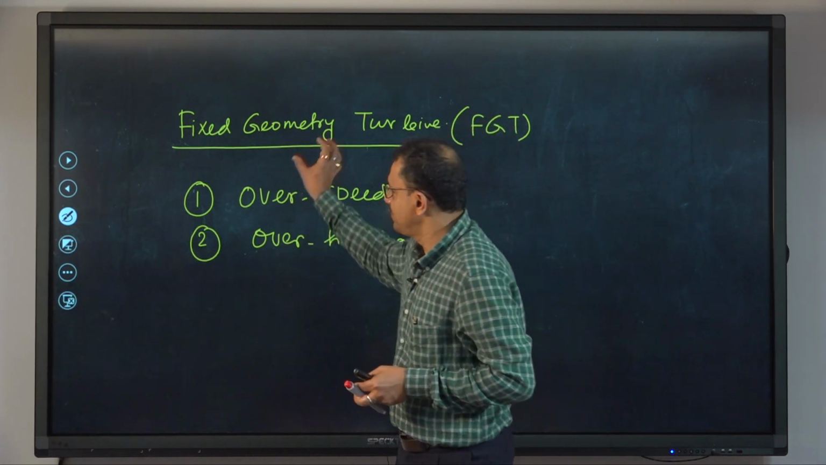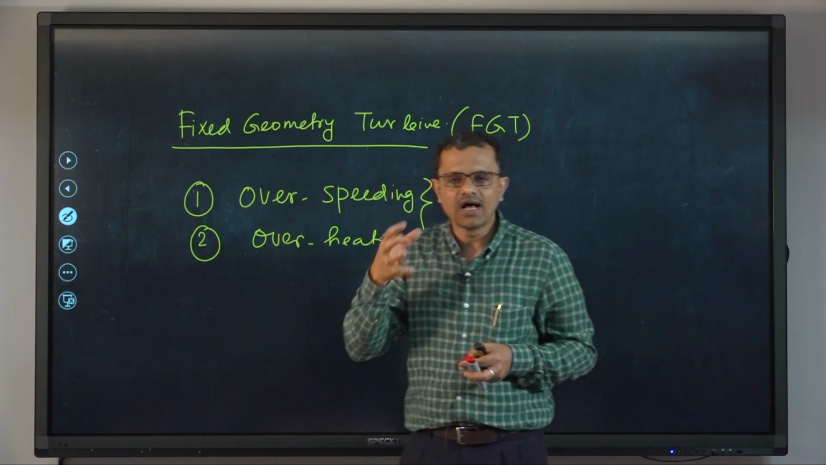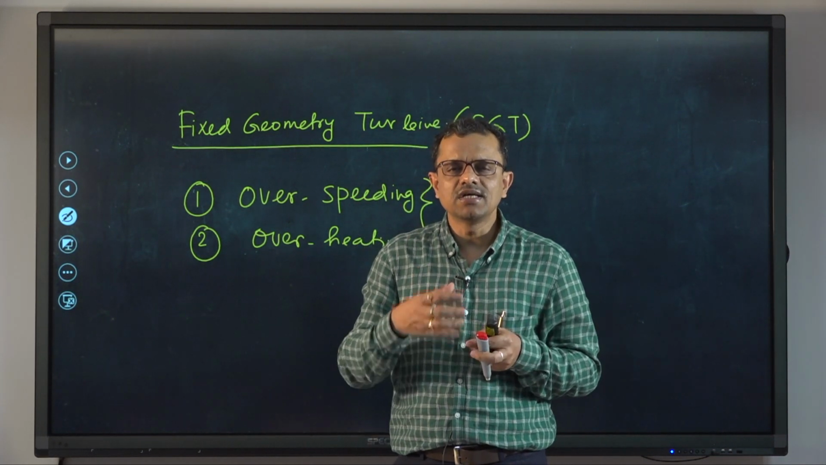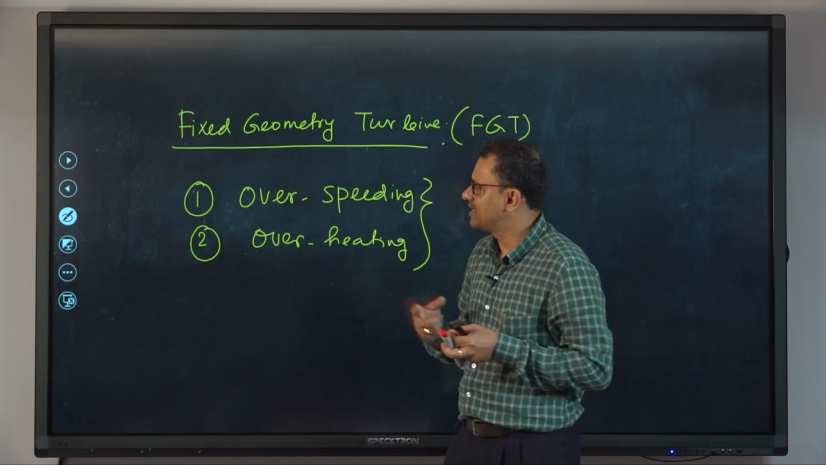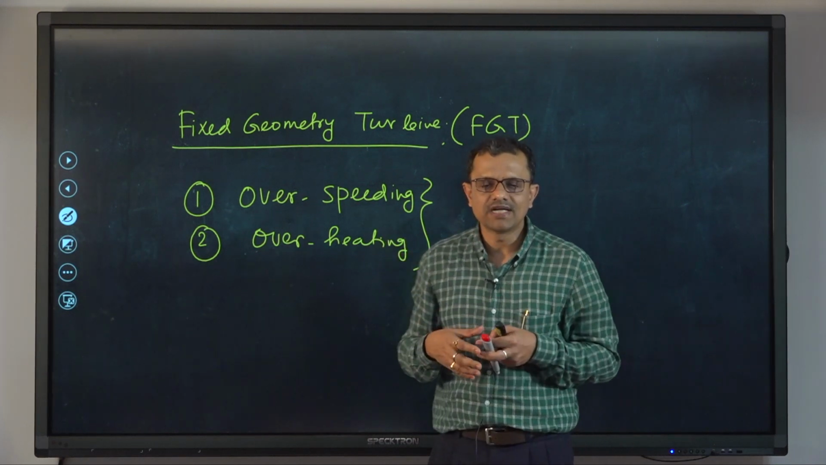Overspeeding is associated with the high speed of both compressor and turbine. So, this is basically the fixed geometry turbine. If we need a high pressure ratio to be produced by the compressor, compressor speed should be high. To have higher speed of the compressor, turbine speed also should be high. That is the concept that we have discussed.